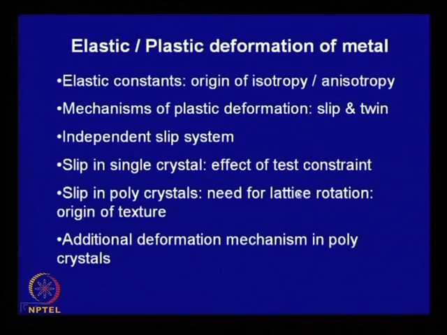Here lattice rotation is a must. Different grains rotate to a different extent, and this causes a texture, or gives a deformation texture in the deformed metal, and additional deformation mechanisms are also possible in a polycrystal. And we also got an estimate of the strength of an ideal crystal, which we found is much higher than what we really get, and in a subsequent lecture we will see why it is so.